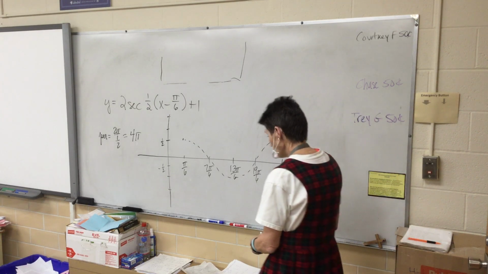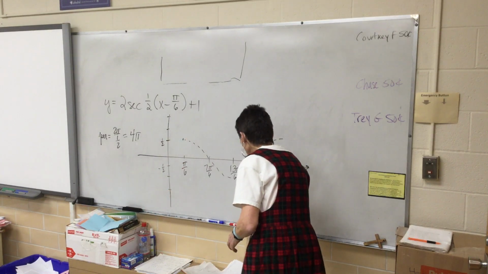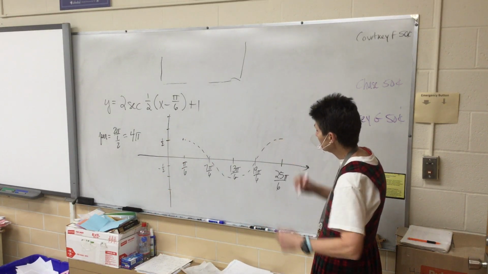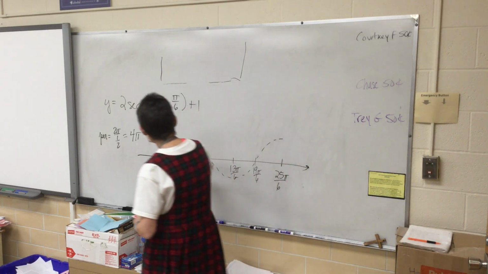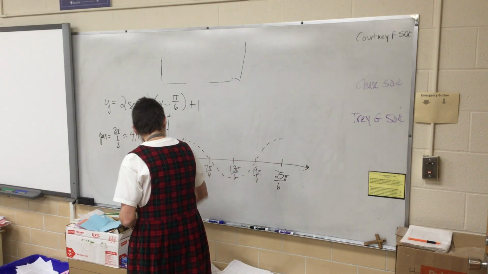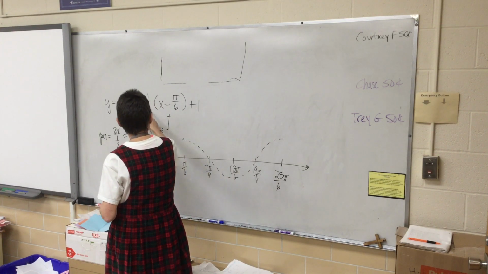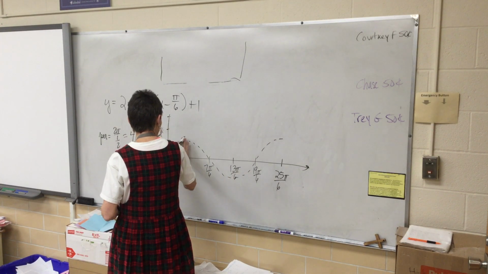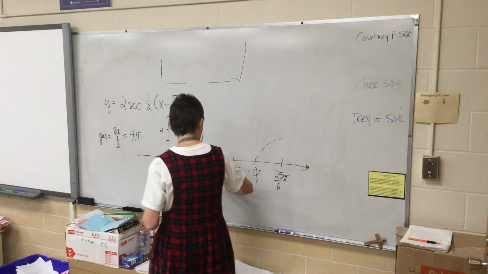Now, I'm going to go ahead and do my flipping here. Oh, this should be a 2, not a 1/2. Kind of what I was thinking. I think I looked at that number wrong. My amplitude's 2, right? So let me fix that.